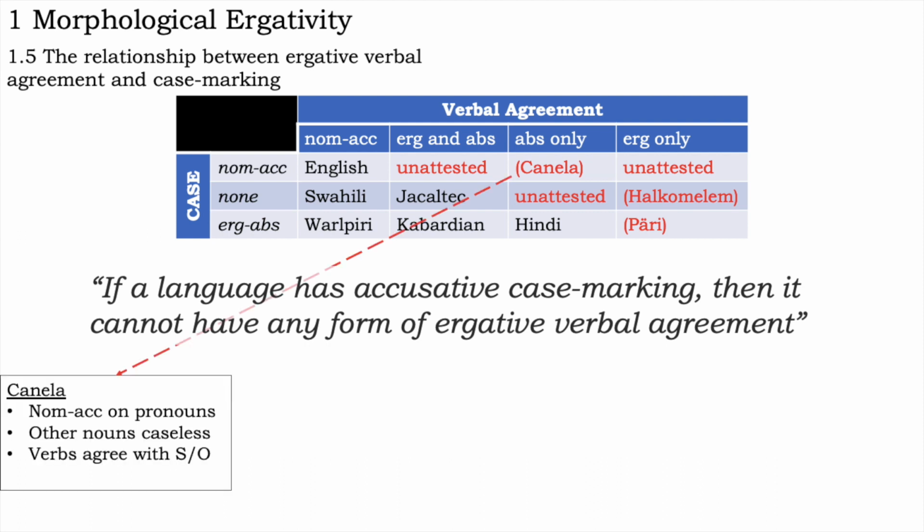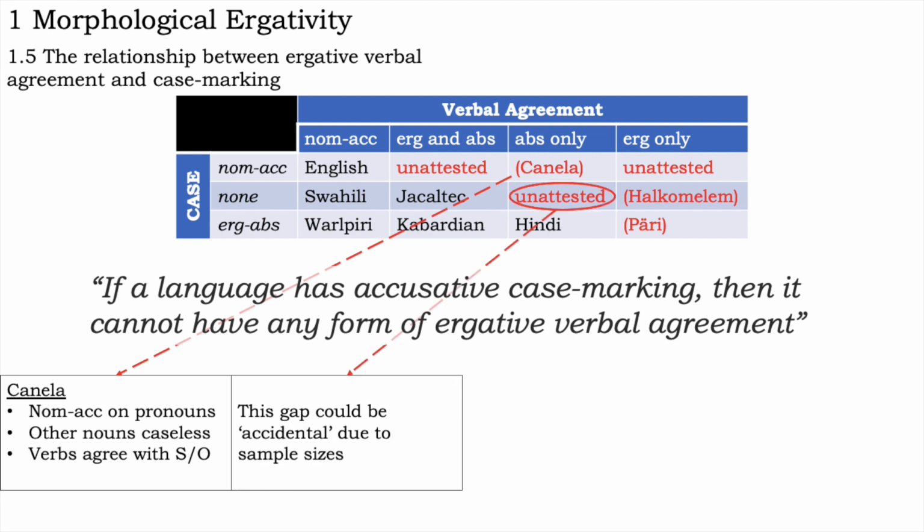The Jê language Canela seems to be a partial exception to this universal. Canela has nominative-accusative case marking on pronouns, and no case marking on other nouns, the same system as English. However, the verb agrees with S and O, an ergative agreement system in a partially accusative case marking system.